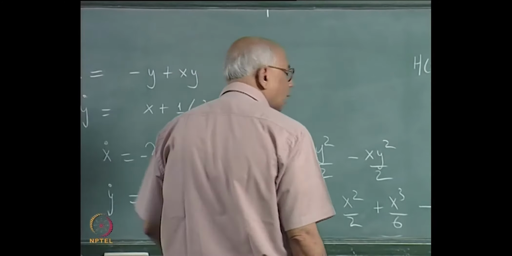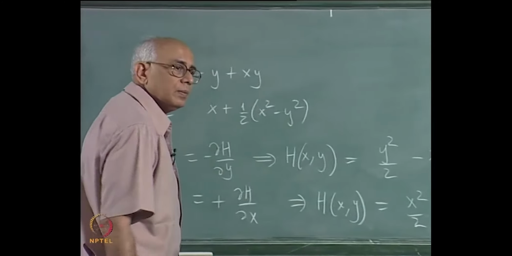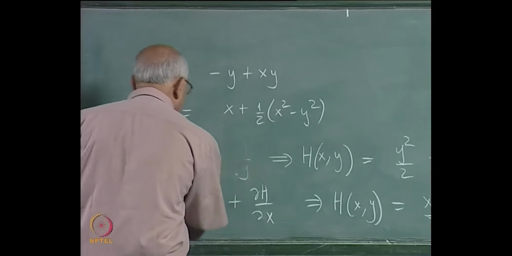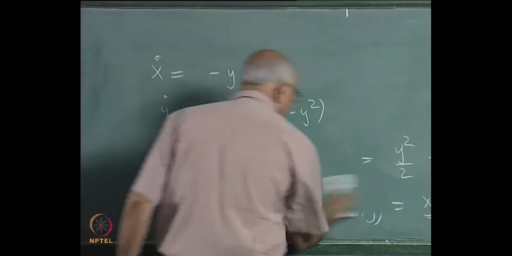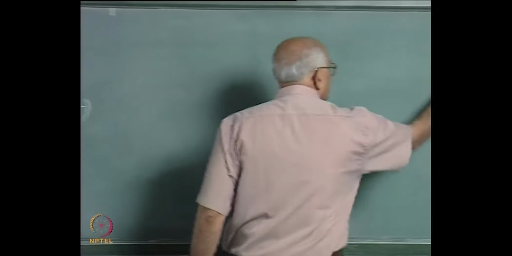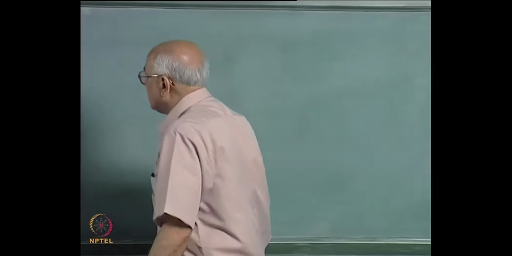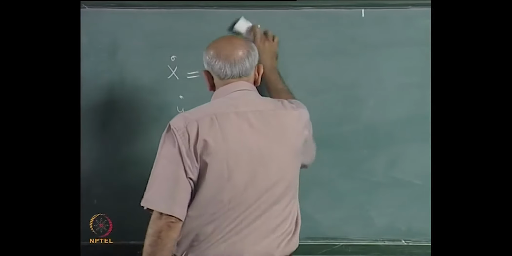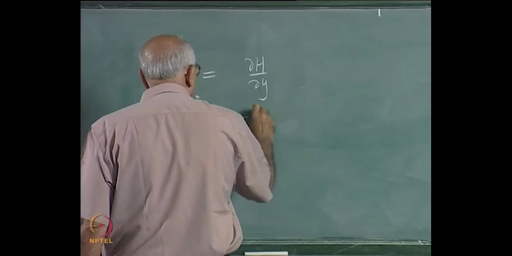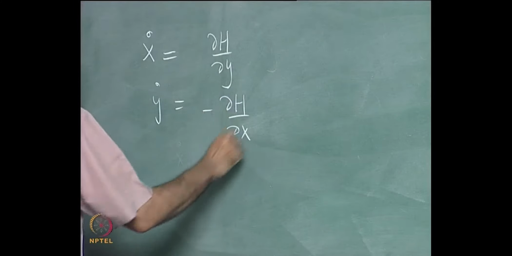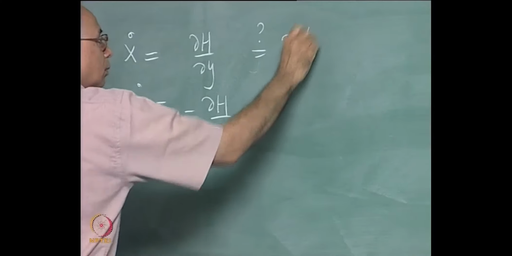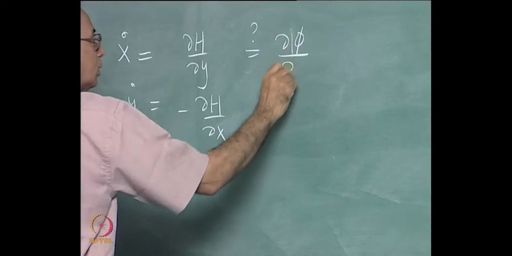Could this system also have been a gradient system? Could the same system also have arisen as a gradient system? What would happen then? In other words, the question I ask is, could you have the following: x dot is delta h over delta y and y dot is minus delta h over delta x, but could this also be equal to some gradient of some scalar function?